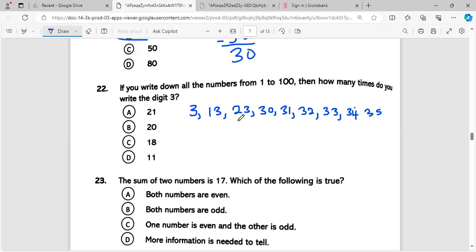35. Put that down, Mikai. 36. Put it down. There's 18. 37. All right. 38. 39. 43. Remember, guys, only the digit 3 we're focusing on.